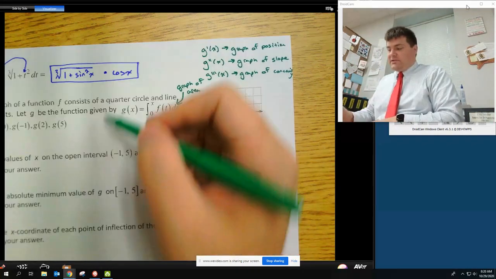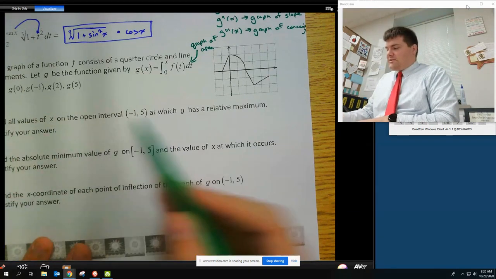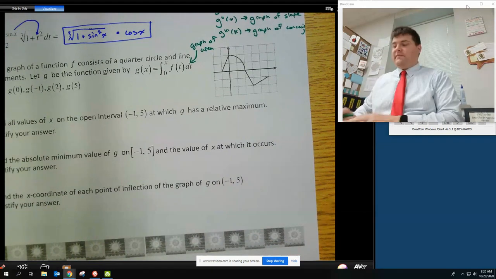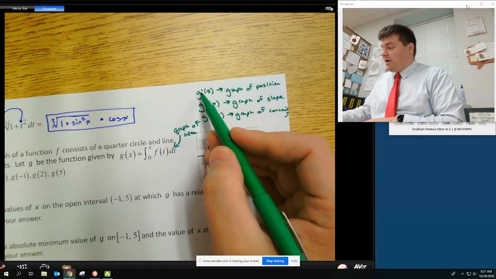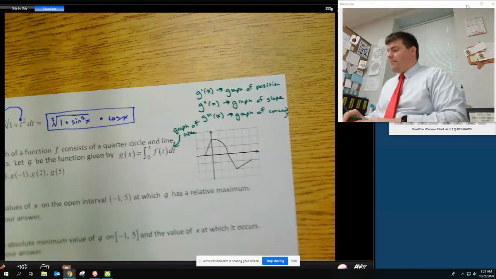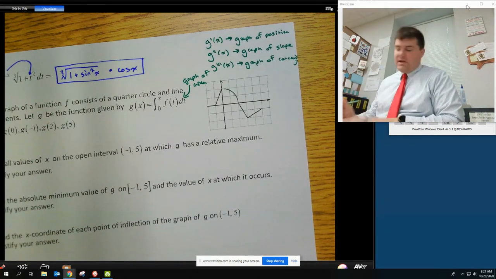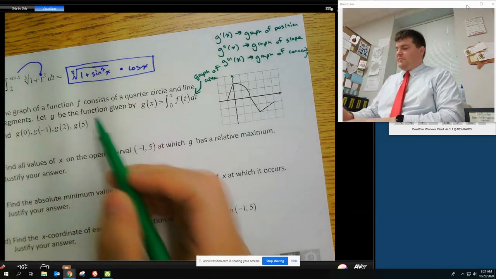As we go through these questions, for instance, part B is going to ask us for a relative maximum, and what we usually do is find the derivative of it. So we're going to find the derivative of G, but we just need to know that the derivative of G is not slope, it's a graph of position, and we'll get there when we get there, and exactly how all of this should be written. Okay, so let's go ahead and find g of 0, -1, 2, and 5.